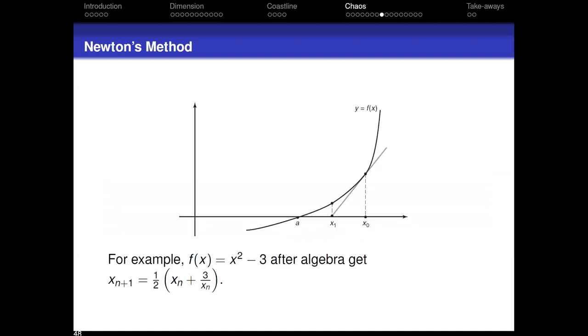So if I apply this to the function x squared minus 3, after doing a little bit of algebra, I get xn plus 1 is 1 half of xn plus 3 over xn. Whenever you have a formula, you always want to ask, is it reasonable? Can you give me a value of xn where you know what xn plus 1 should be if things have worked?